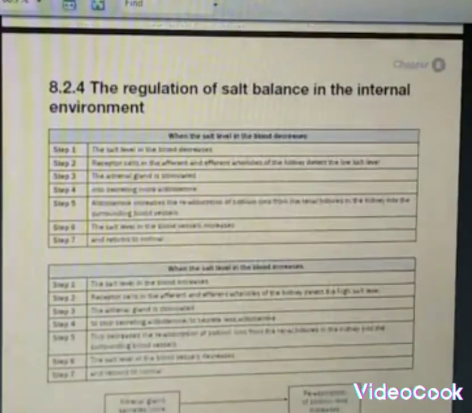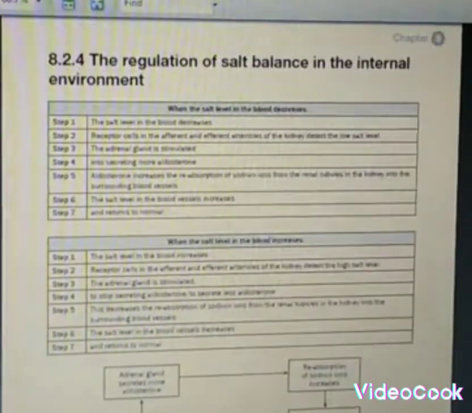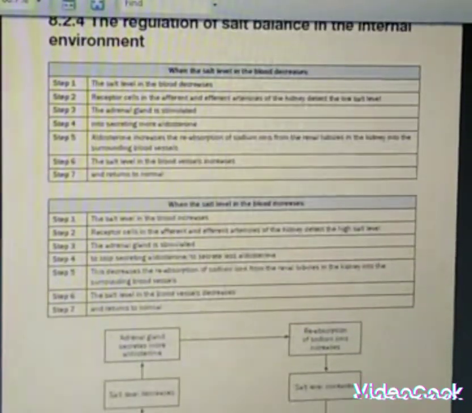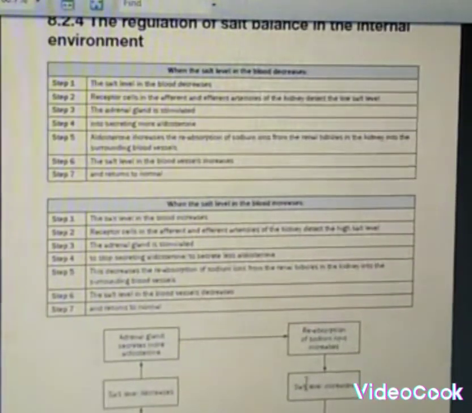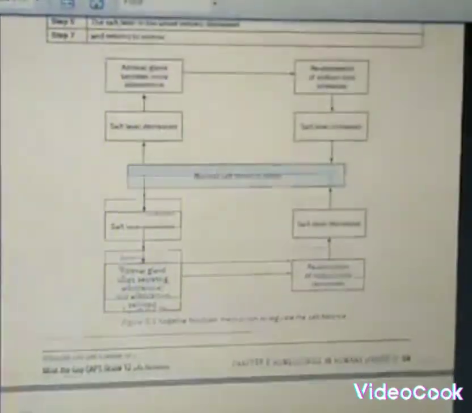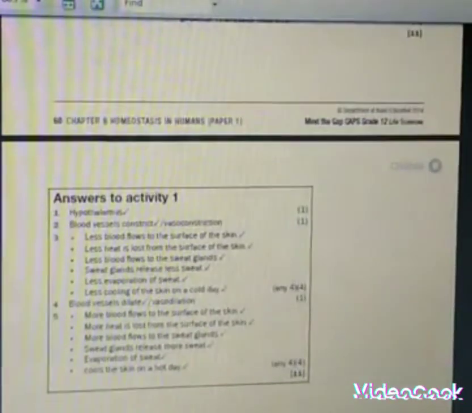So our last regulation is the regulation of salt. We must have a constant internal environment for our salts as well. We'll explain that in our next video, the salt and also temperature as well, and that will mark the end of chapter 8.